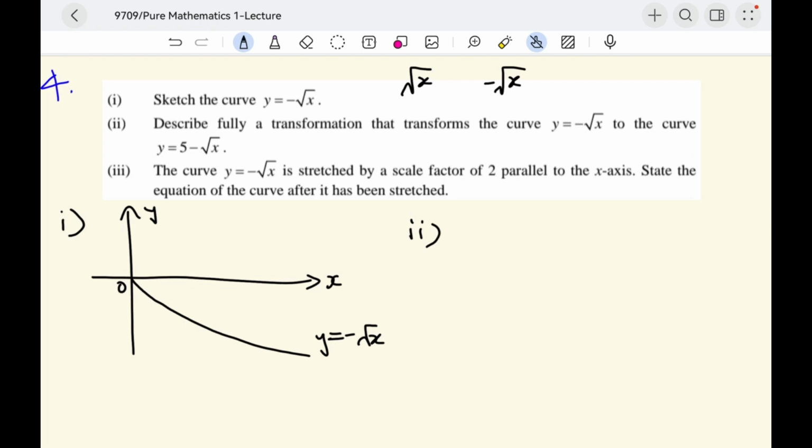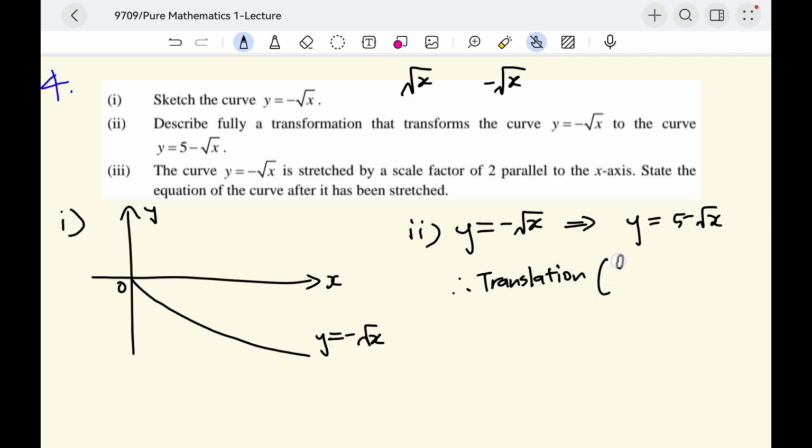Okay, so you should say, okay, maybe I will rewrite again. So you just state your answer as translation (0, 5). That's all. Okay, this is the best answer. Short but neat. Okay, let's move on to the third part.